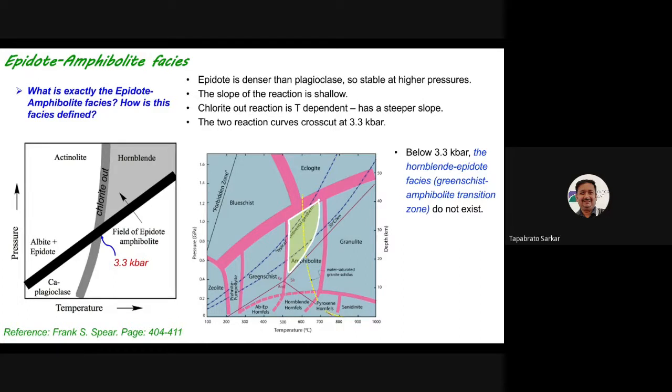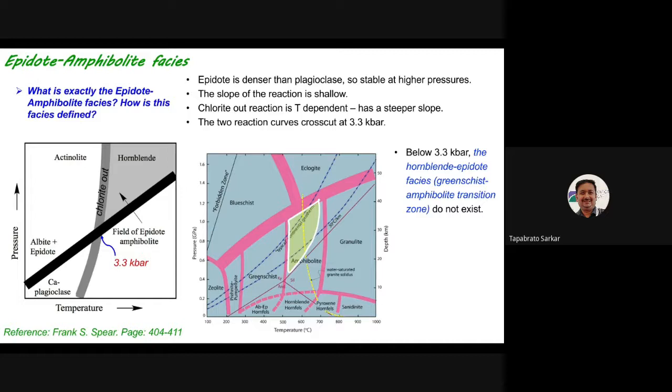Why is it important? Because it marks a certain important reaction, and this is only a special pressure temperature region where epidote can remain in the rock within the amphibolite facies condition. It is also not throughout the amphibolite facies, and this nomenclature does not exist for any other rock type. It is only specially for the mafic rocks, where this nomenclature is very frequently found.